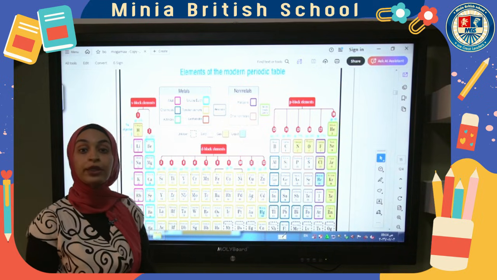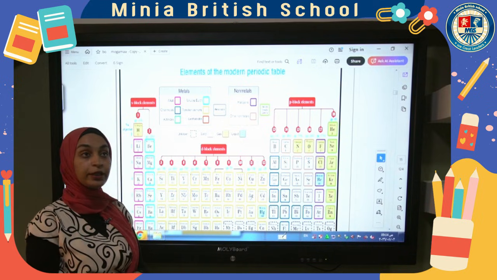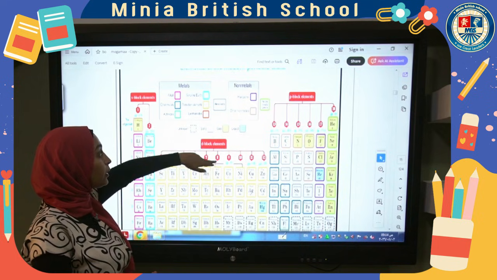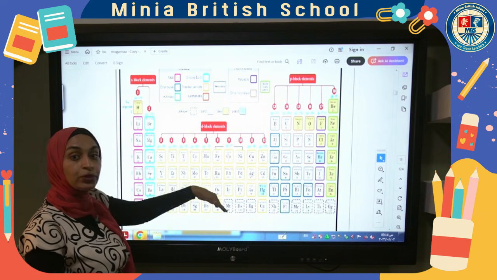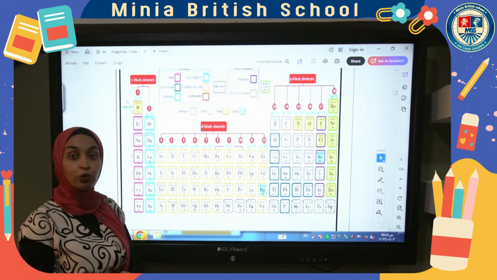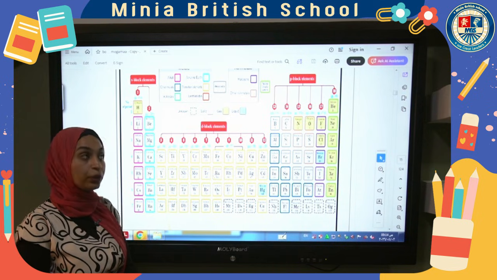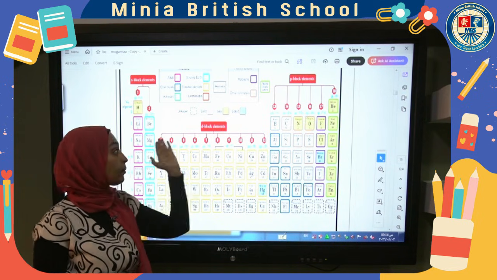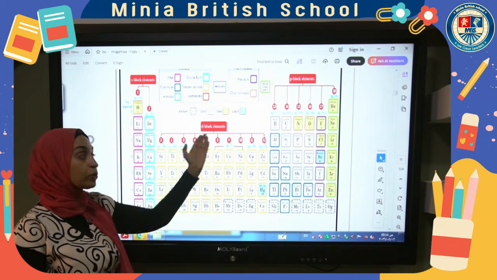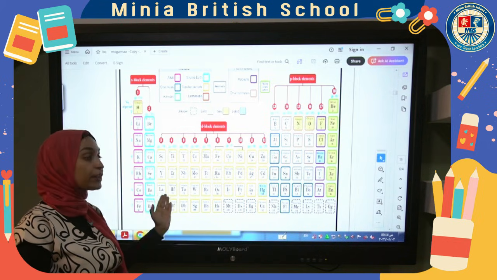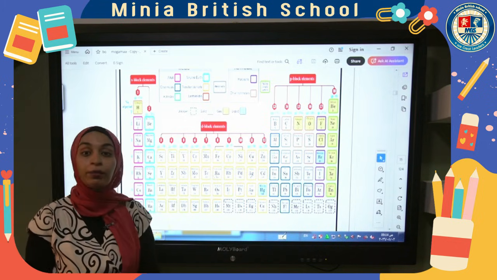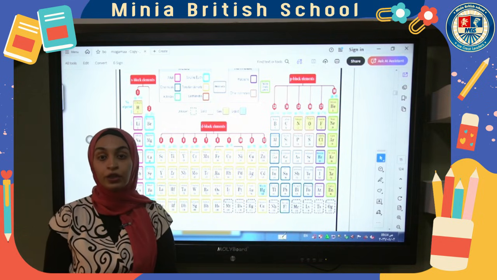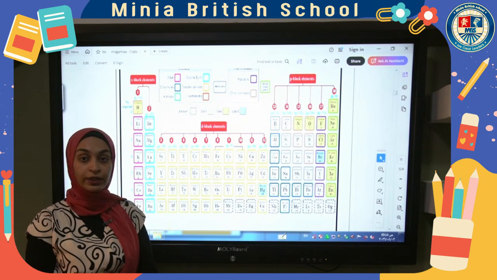The second part of the lesson talks about the description of the modern periodic table. When we look at this table in grade 7, we can find that it consists of 7 horizontal periods, or 7 horizontal rows. These rows are called periods. So we have period 1, period 2 starting with lithium, period 3 starting with sodium, 4, 5, 6, 7, according to the number of the main energy levels and the heaviest atom, which is 7.